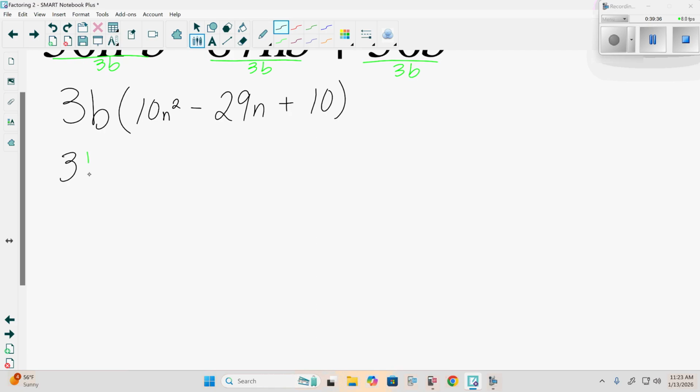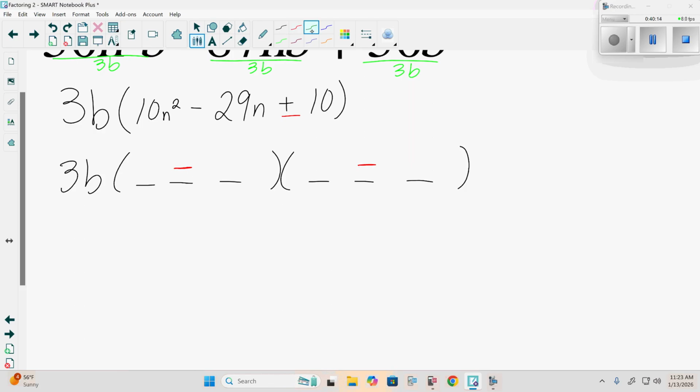Now we can move on to our next step. Our 2 sets of parentheses with 3 spaces. The third term is positive. Yes? So the signs are the same and match the sign of the middle term. And our middle term sign is negative. So we'll get negative and negative. Questions on this here?